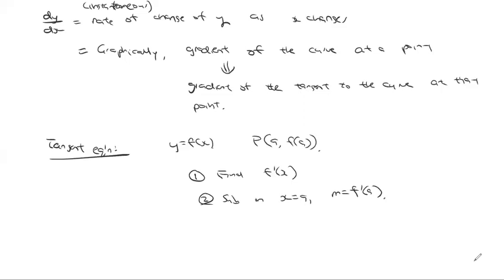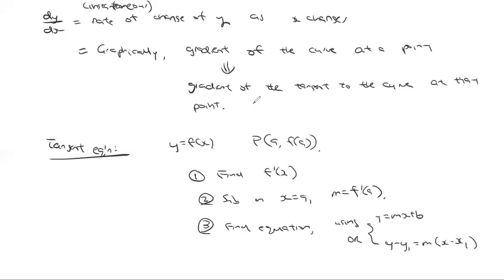And then once you've got the gradient of the tangent, you would then find the equation using either y equals mx plus b or y minus y1 equals m times x minus x1, where m, which is the gradient, represents f dash a. And you can just sub in your two coordinates, a, f of a, into this equation or this equation. Either way works.